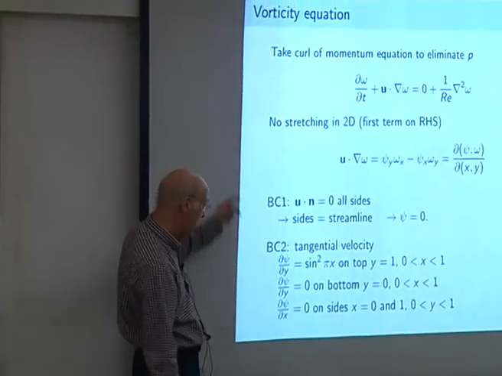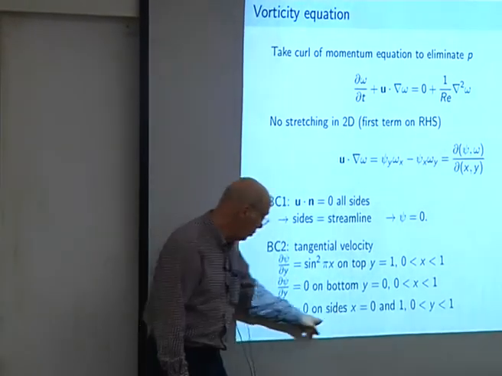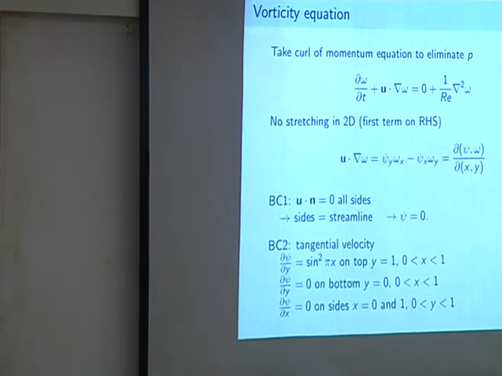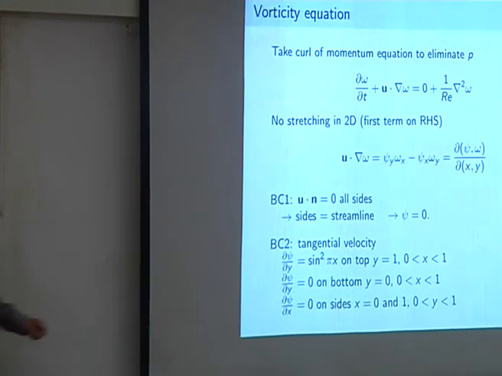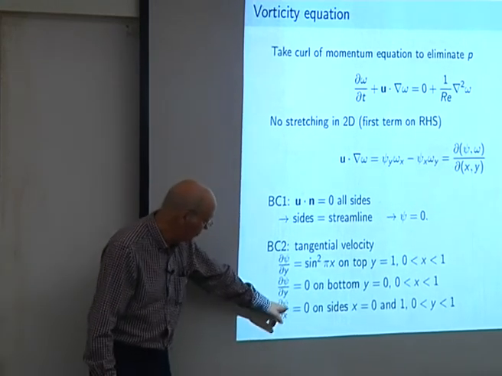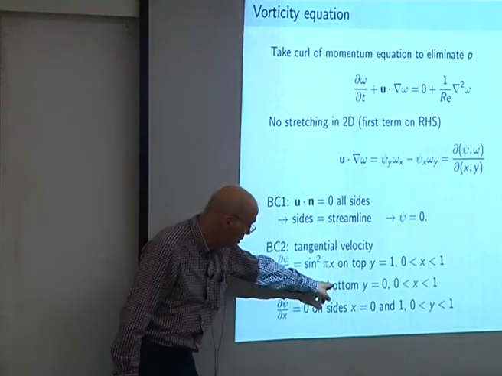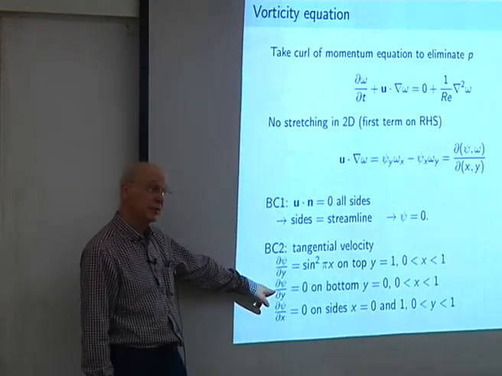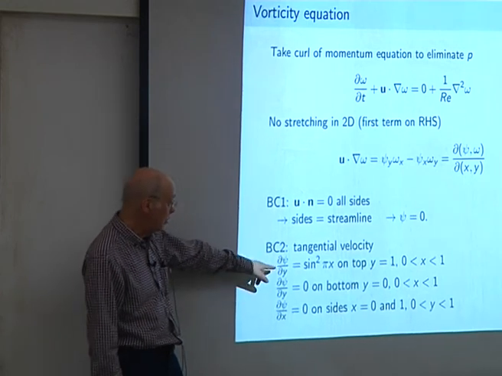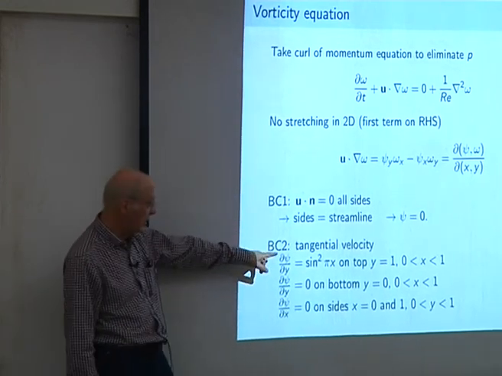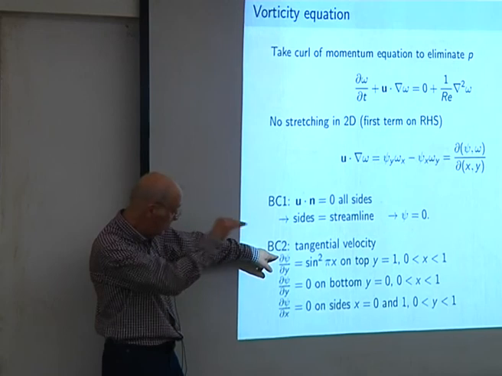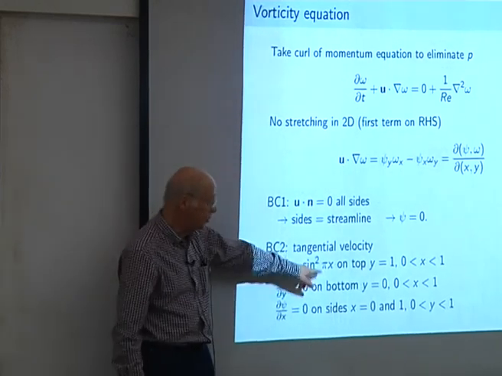So on the sides, I want the vertical velocity, that's the x derivative, to be 0. And on the bottom, I want the y derivative to vanish. And then on the top, I want the y derivative, that's the u x component, the u velocity, to be sine squared.